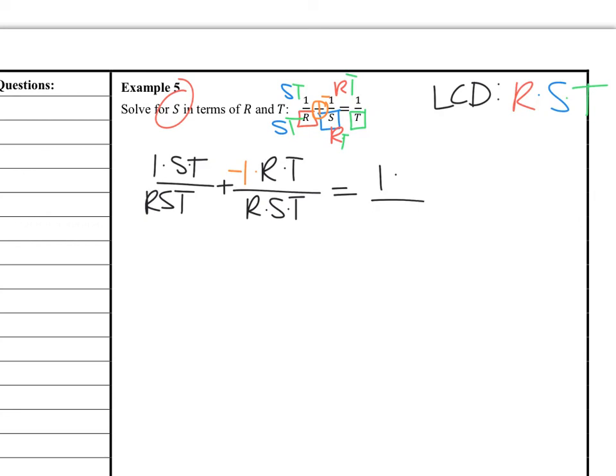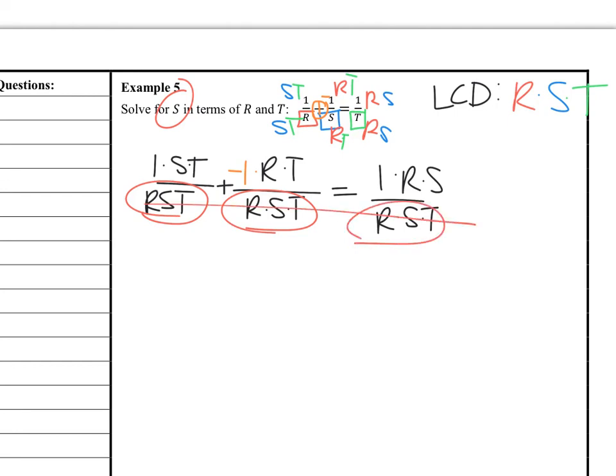So now this third fraction has the t, the green term, but it's missing red and blue. It's missing r and s. So when I look over here, we have to multiply top and bottom by r, multiply top and bottom by s, and then we'll have common denominators. So this is 1 times r times s over r times s times t. These denominators are all exactly the same, so they cancel. So now we have 1 times st, which is just st, plus -1 times rt, so that's really negative rt, equals 1 times rs, which is just rs.